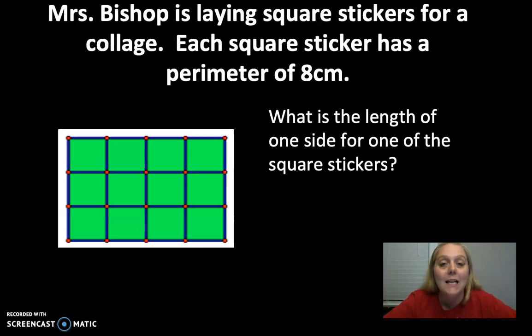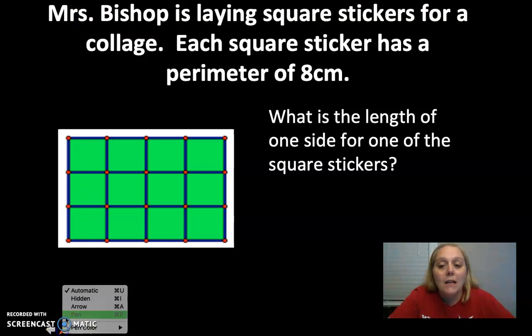So it says Mrs. Bishop is laying square stickers for a collage. Each square sticker has a perimeter of 8 centimeters. And then the question is, what is the length of one side for one of the square stickers? If we look at our model here, our collage is obviously how many square stickers? Well, we have 1, 2, 3, 4, 5, 6, 7, 8, 9, 10, 11, 12. So we know that there are 12 square stickers here, which means this side and this side, this side and this side have to be equal, because we have a rectangular shape here.